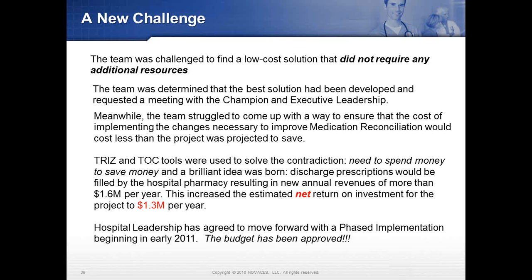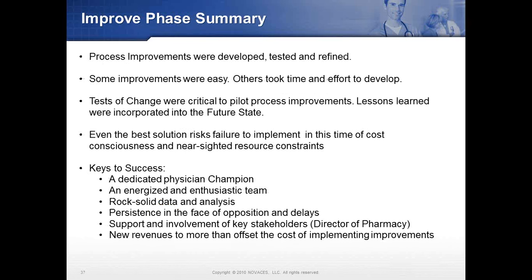So that required quite a bit of changing the way people thought, communication, reworking how that outpatient pharmacy was really going to be used, but that got us the approval that we needed. Hospital leadership said, absolutely, we'll take a phased implementation. It began early this year. The budget was approved, and this process has been implemented, is still being implemented. The last phases of it are being implemented, and medication reconciliation at this hospital is no longer the problem that it once was. So we tested, developed, and refined the improvements.